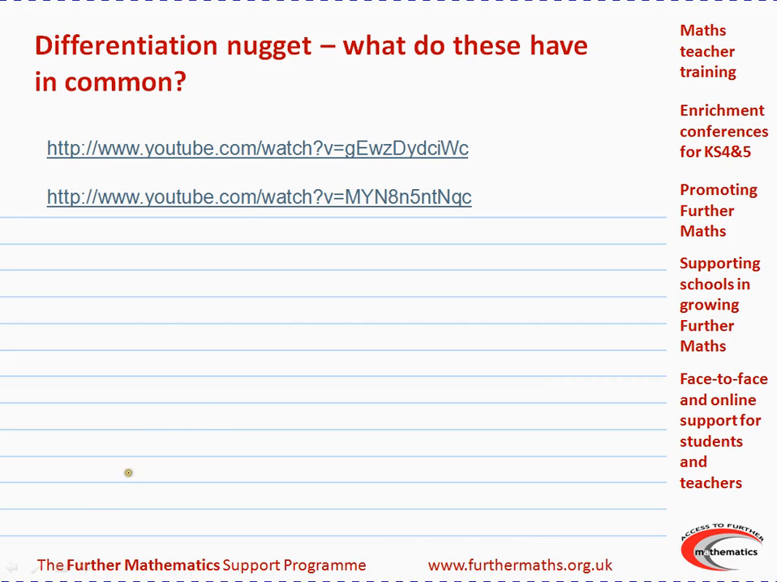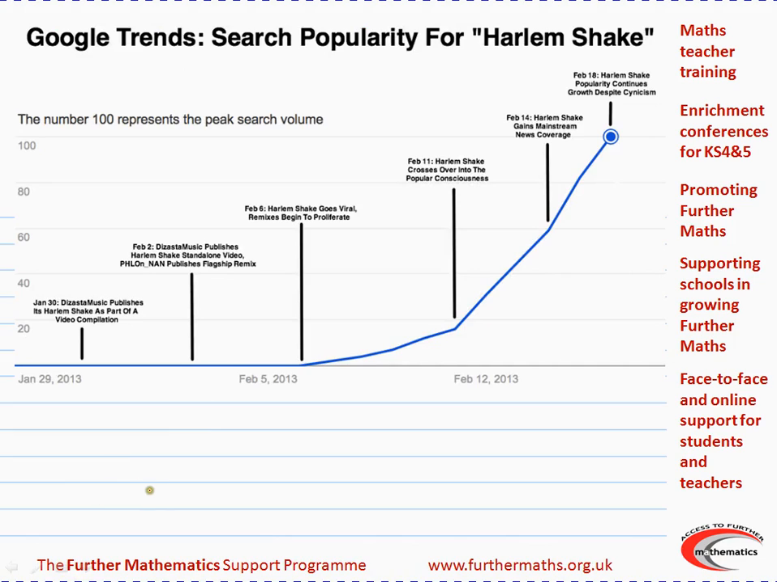Okay, so I was interested to know what you think these two videos have in common. So I wanted to show you this little graph here. This is a graph that I googled. It shows the search popularity for Harlem Shake videos. It looks at when people were searching for Harlem Shake, and you can see right at the beginning of 2013, just at the end of January, the video was released as part of a compilation, and its growth just grew and grew and increased, going up to mid-February 2013.